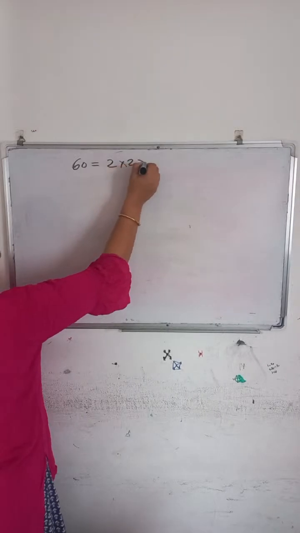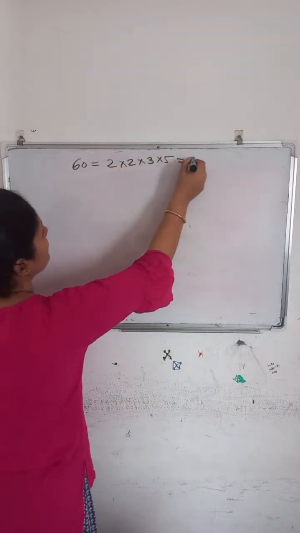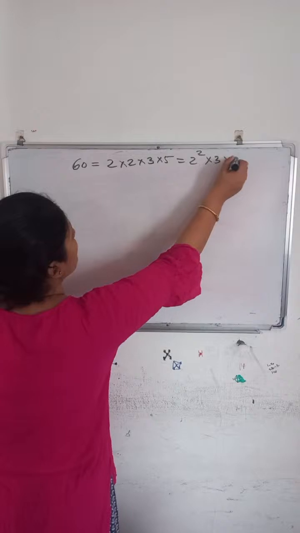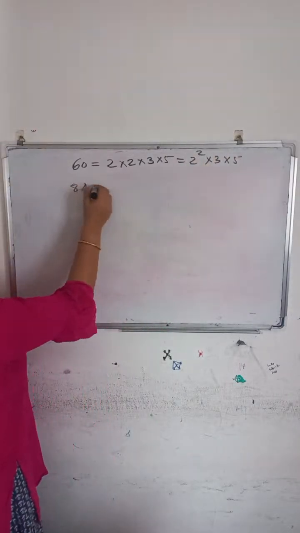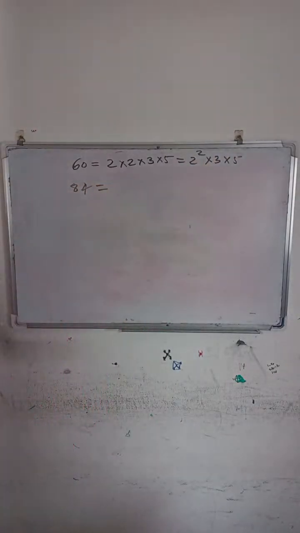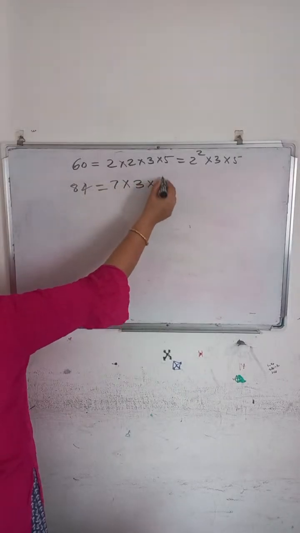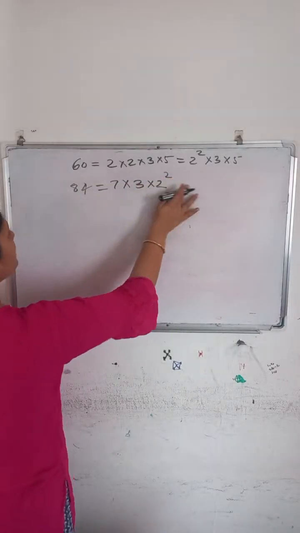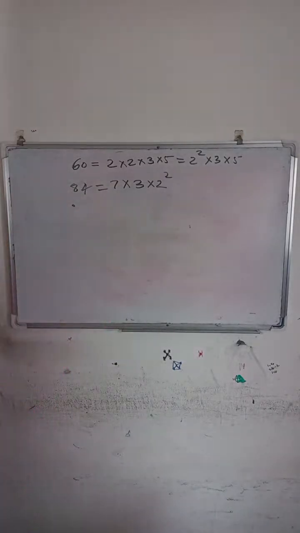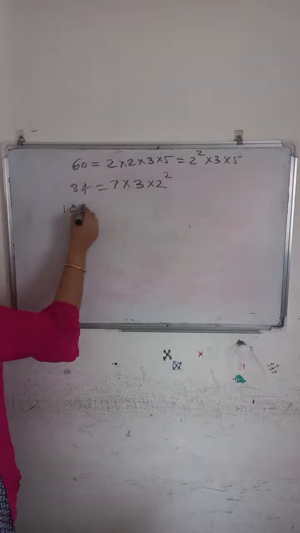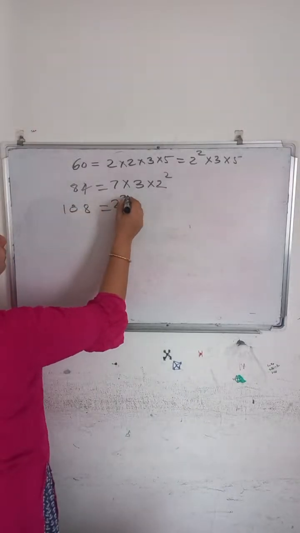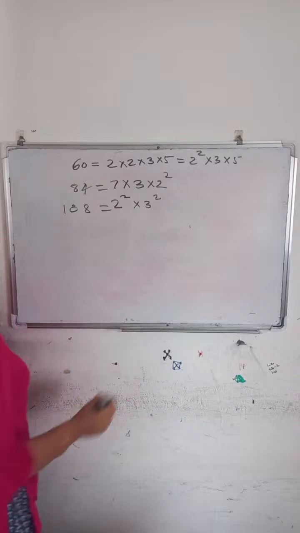60 is 2 into 2 into 3 into 5, that is 2 raised to 2 into 3 into 5. Then number 84 is 7 into 3 into 2 raised to 2. So these are the factors, and the last number is 108, which is nothing but 2 raised to 2 into 3 raised to 3.